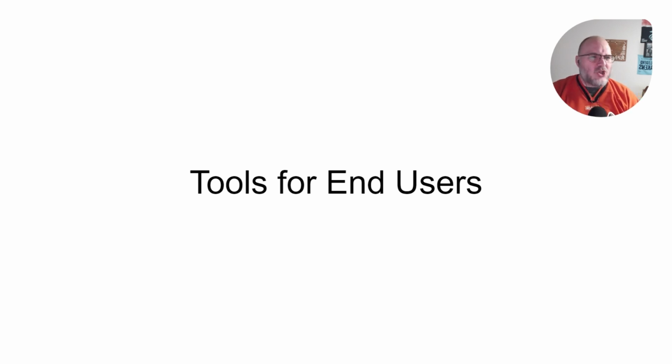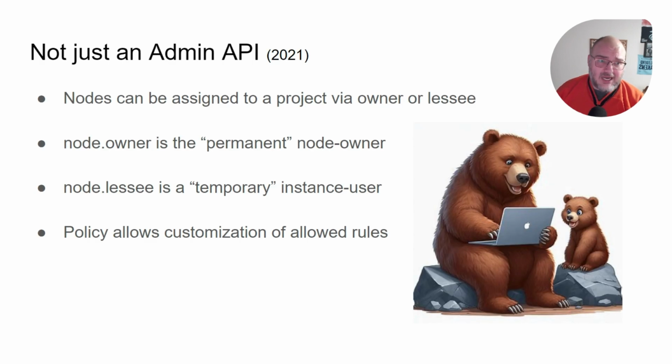This is more closely in line with how other OpenStack projects have worked for a long time. In most other OpenStack projects, there's no concept whatsoever of having a primary object that isn't scoped to a project. Like there's no instance in Nova that is not scoped to a project. So in Ironic, we're trying to go the same route. We now allow nodes to be assigned to a project via two different fields. We have owner and we have lessee.